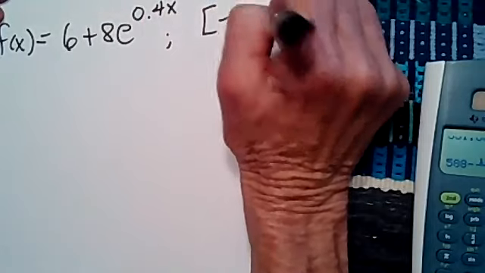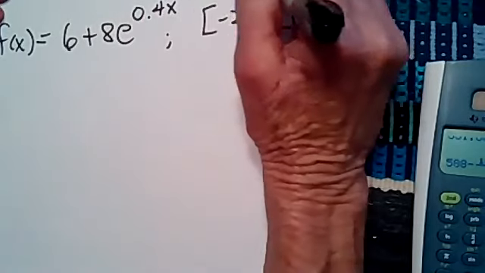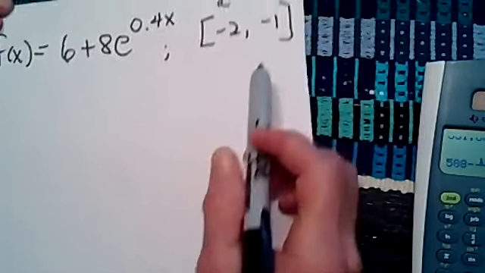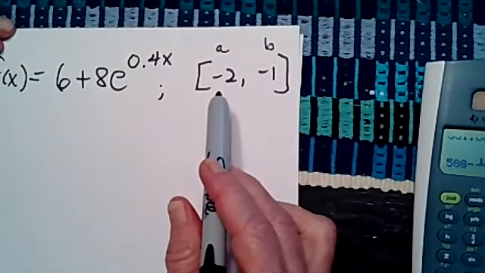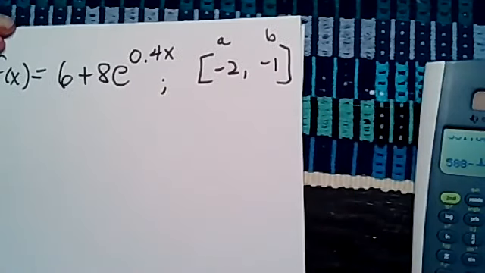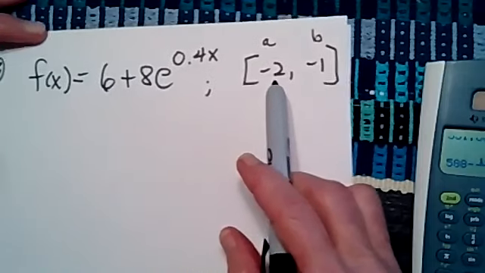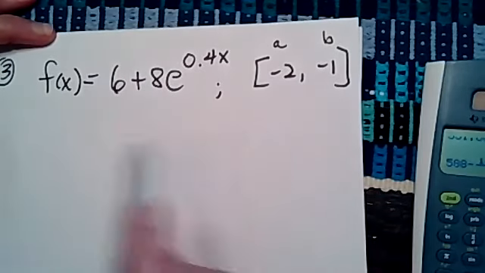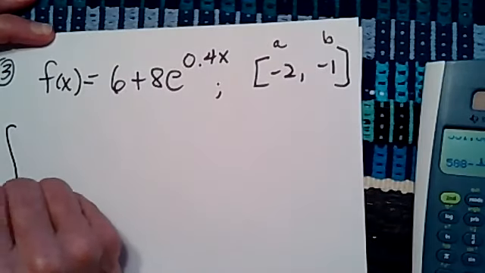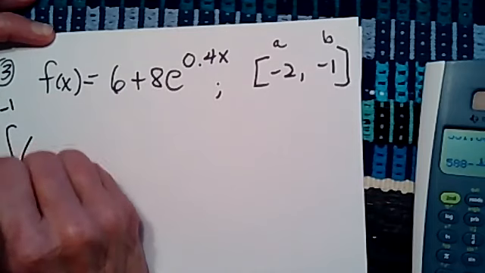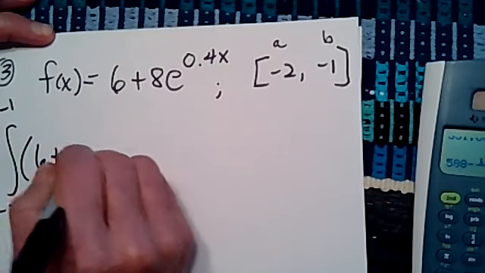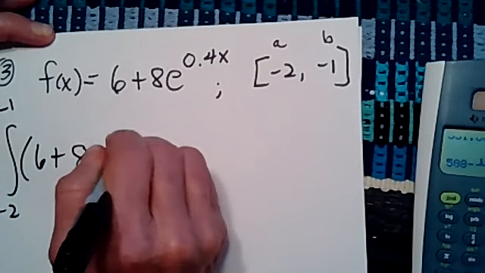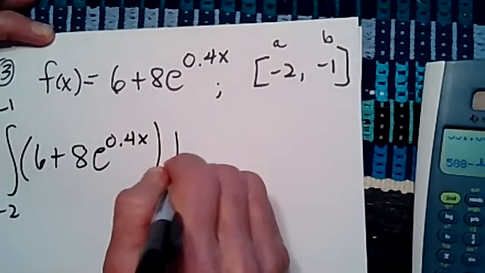And this is along the x-axis. This is always your A, and this is always the B. This is the smaller one on the left, your x-axis from left to right. So when you set up your definite integral, this first number always goes on the bottom. 6 plus 8e to the 0.4x dx.